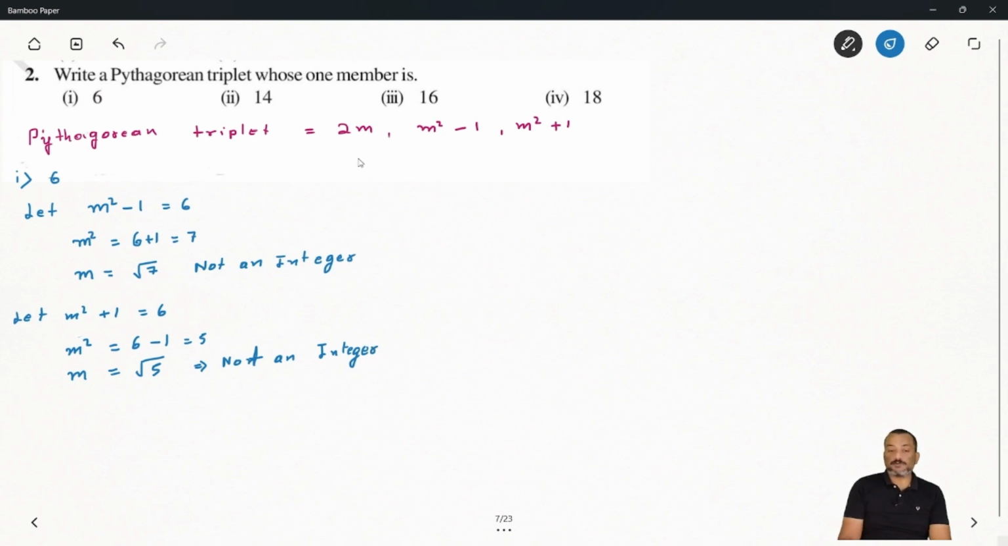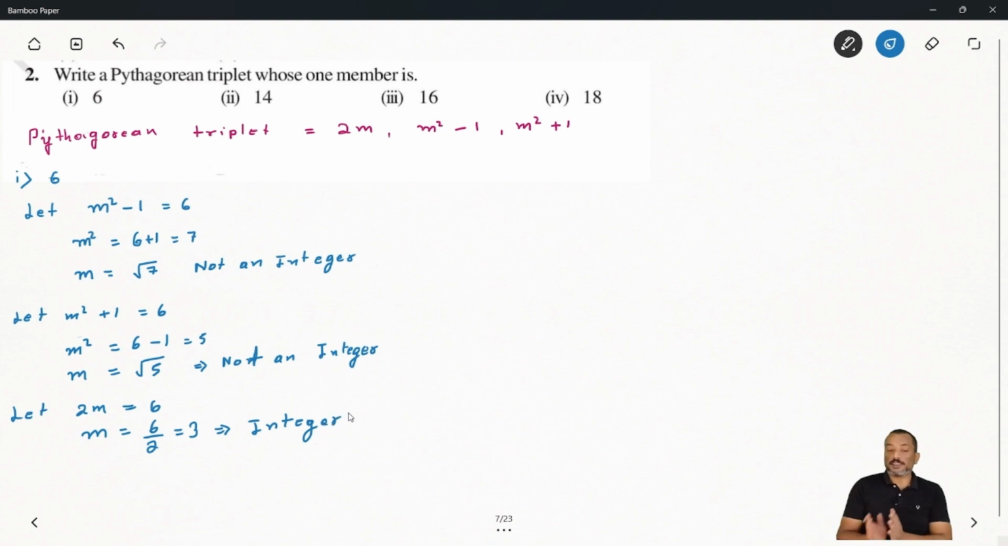Now what is last we have left? 2m. So let 2m is equal to 6. So you can see the 2 is multiplying with m, so it will transpose, so it will divide. So 6 divided by 2, so you will get 3. So which means m value you will get 3. It is an integer value. So we will consider this one.